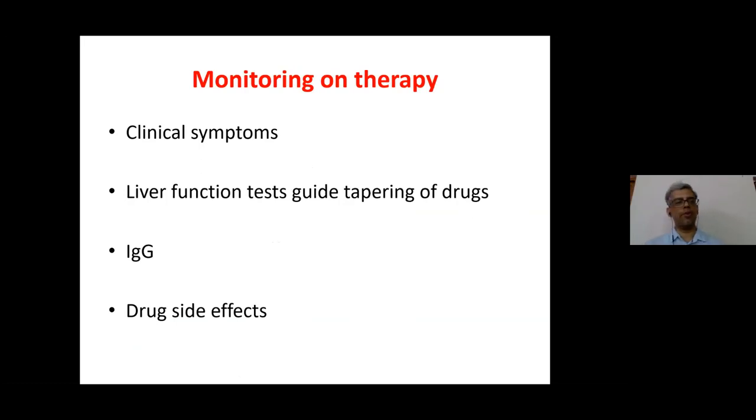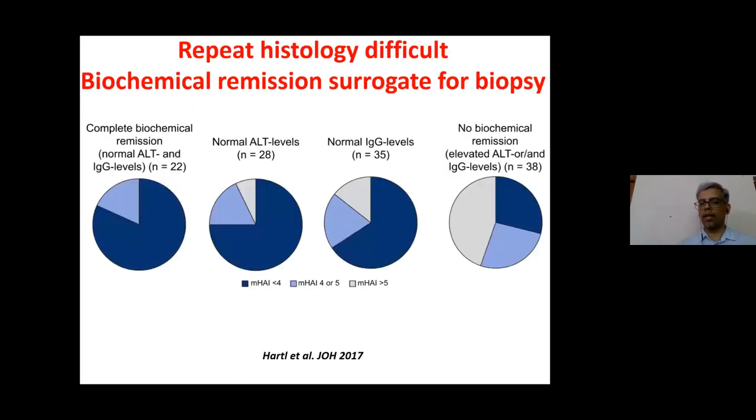So once we have started our patients, we are going to monitor them with clinical symptoms. We're going to monitor liver function tests, IgG levels, and monitor for drug side effects. This last point, the drug side effects, is something we usually miss while we start the patient on these drugs. Histology, unfortunately, we cannot do routinely because patients may not comply, and it has lots of ethical issues. So a biochemical remission may be an alternative surrogate for biopsy, and transient elastography may also play a role. Those patients who got a biochemical remission, that is normal ALT and IgG, will usually have lesser activity on histology. But we all know that histological remission comes later than the biochemical remission.